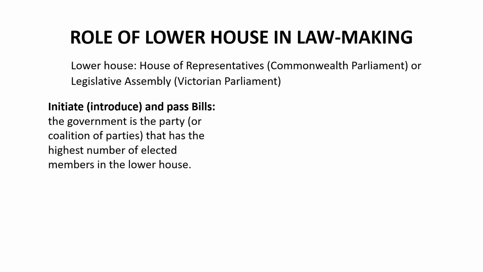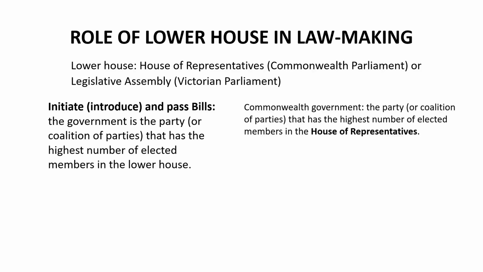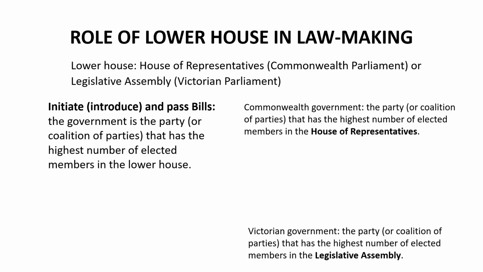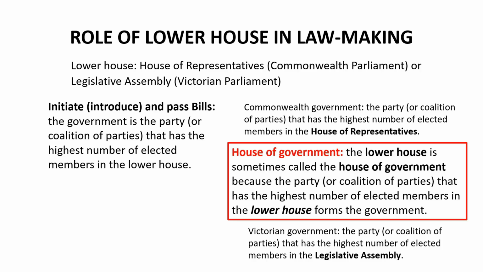This role is the result of the government being the party or coalition of parties that has the highest number of elected members in the lower house. As we've seen, the Commonwealth Government is the party or coalition of parties that has the highest number of elected members in the House of Representatives. And the Victorian Government is the party or coalition of parties that has the highest number of elected members in the Legislative Assembly. This is the reason the lower house in each of the Commonwealth and Victorian parliaments is sometimes called the House of Government.